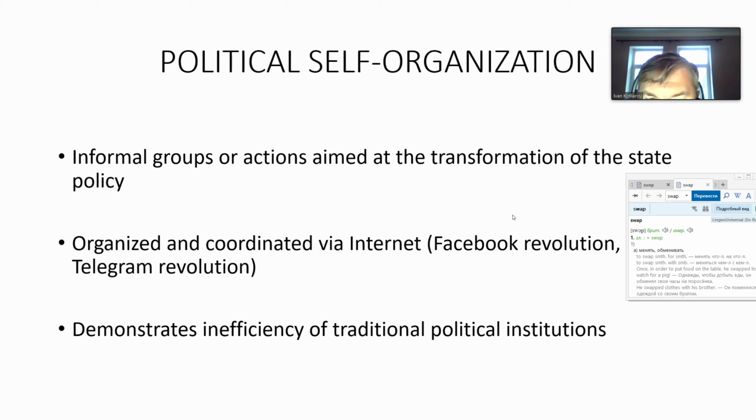So if you are unhappy with what is going on in your country, in your region, or in your city, you may organize yourself for political activities. You can do it via the internet. Such activities are now organized and coordinated via the internet. As you know, Facebook, Telegram, WhatsApp, Viber, anything you prefer. There are a lot of messengers and social networks which can be used for political self-organization. We have very interesting terms: Facebook revolution and Telegram revolution.